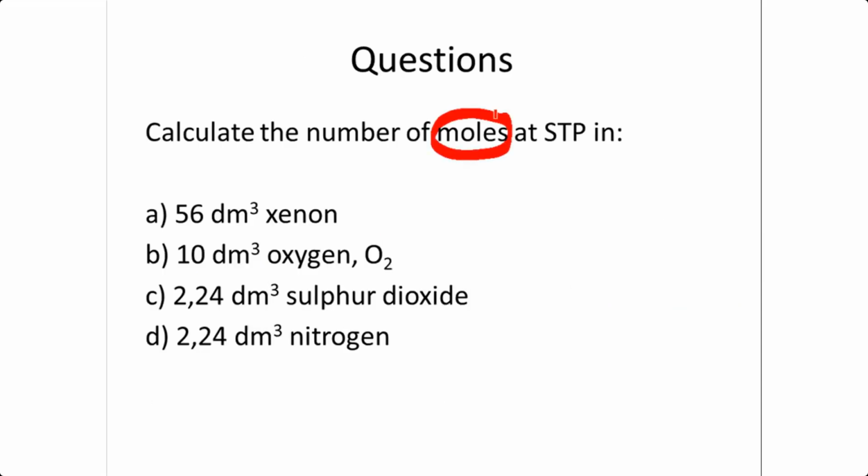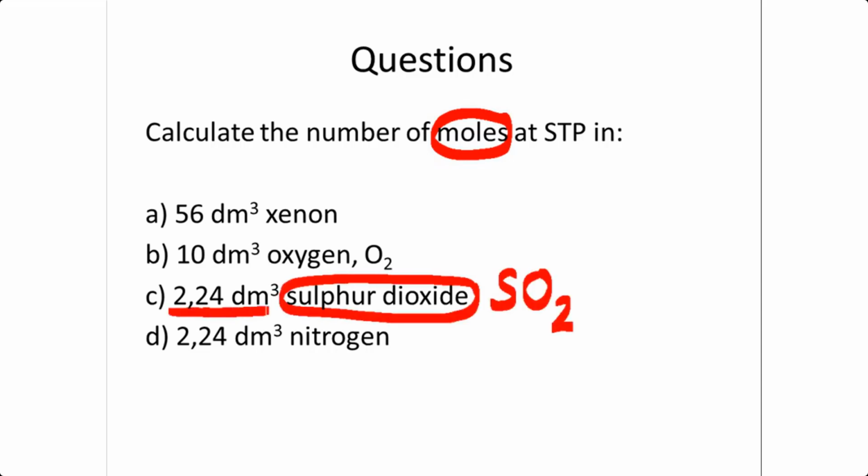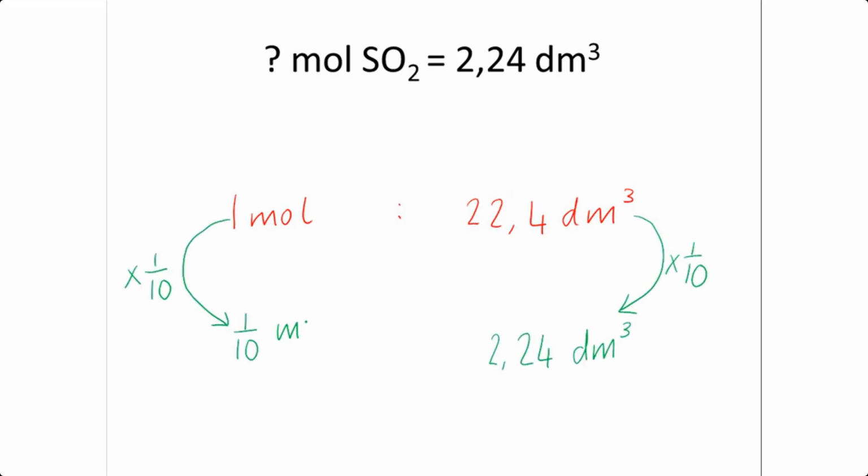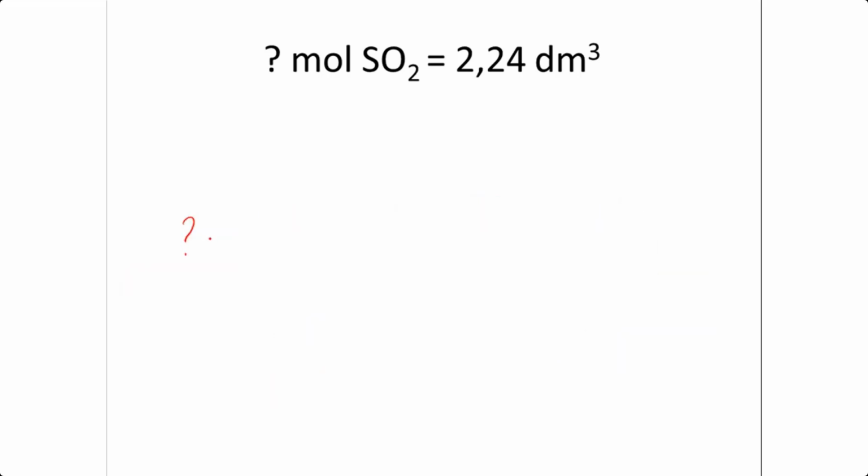How many moles of SO2, sulfur dioxide, has a volume of 2,24 decimeters cubed? Now we could just see this, that we know that if you had 1 mole, it would have a volume of 22,4. Now we have a tenth of that, and so we must have a tenth of a mole. But let's also do it the long way.